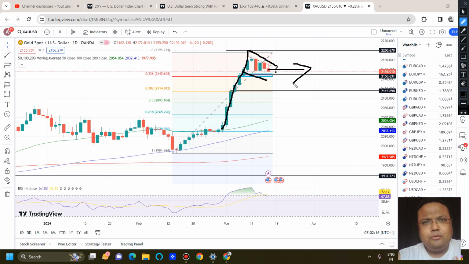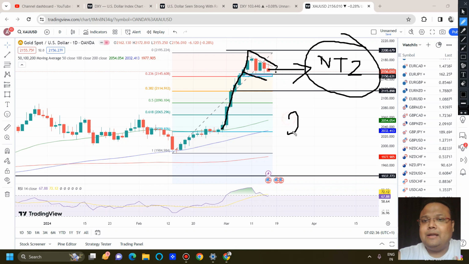If you have traded on the flag pattern, you must know that as long as the market is trading inside the flag, this is our no trading zone, meaning we should not trade as long as the market is trading inside the flag. And once the market breaks the flag, in this case once the market breaks 2175, 2180, we can go for a buy.